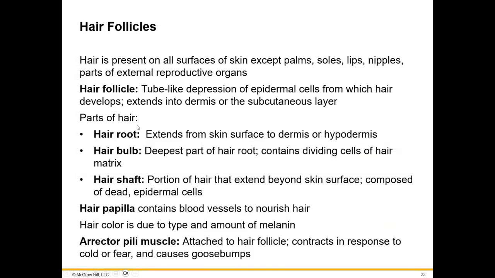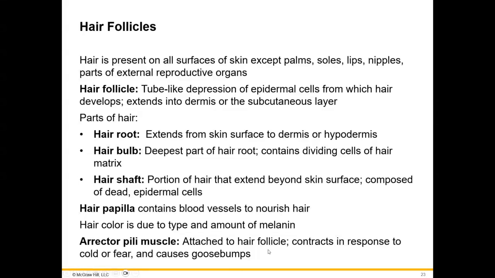Okay, don't confuse the root with the follicle. The root is actually part of the hair. The hair bulb is the deepest part of the hair root. It contains dividing cells of the hair matrix, because that's around the root. Again, don't confuse it with the follicle. And then you have the hair shaft, which is the portion of the hair that extends beyond the skin surface. This is dead epidermal cells. The hair papilla has blood vessels that nourish the hair. And hair color tends to be due to the type and amount of melanin, just like your skin.